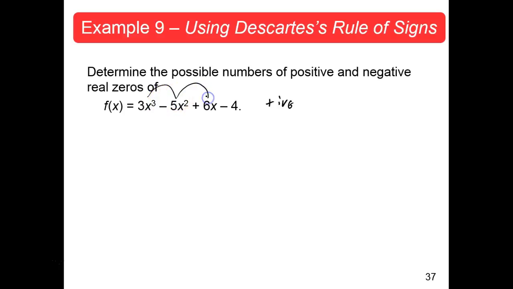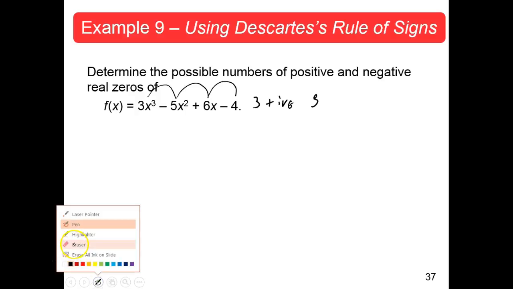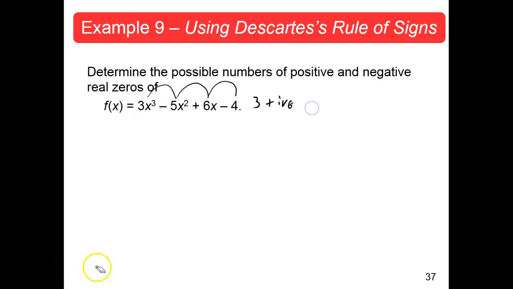1, 2, 3. Three positive real zeros, guaranteed to be three? No. Three or, no, 1. Subtract 2. Three or 1 positive real zeros. Now, the good news is that you do have 1. Guaranteed to have 1. You can't get by without 1.